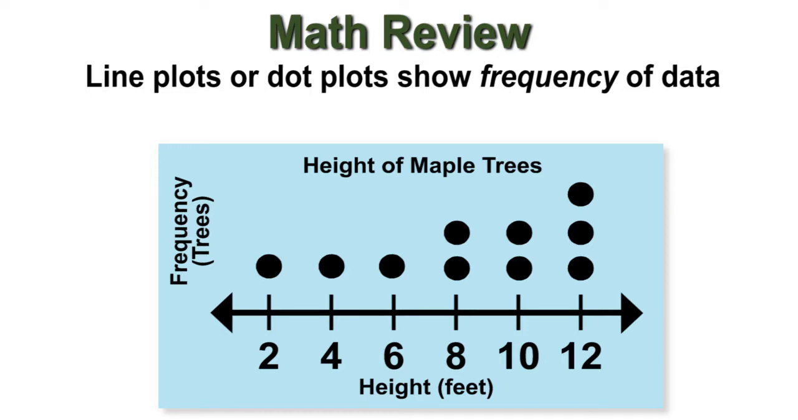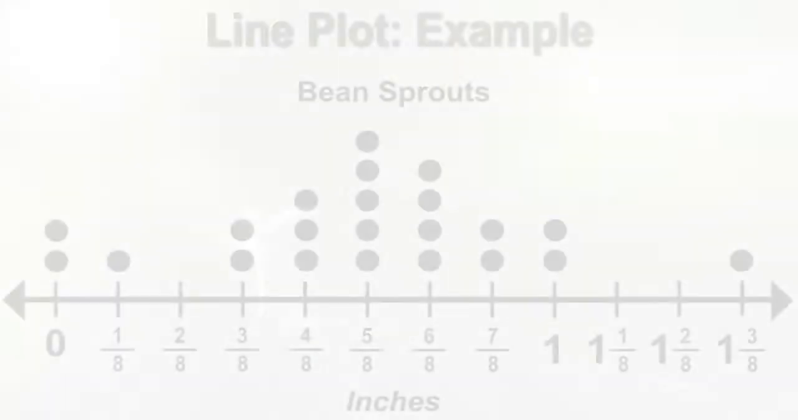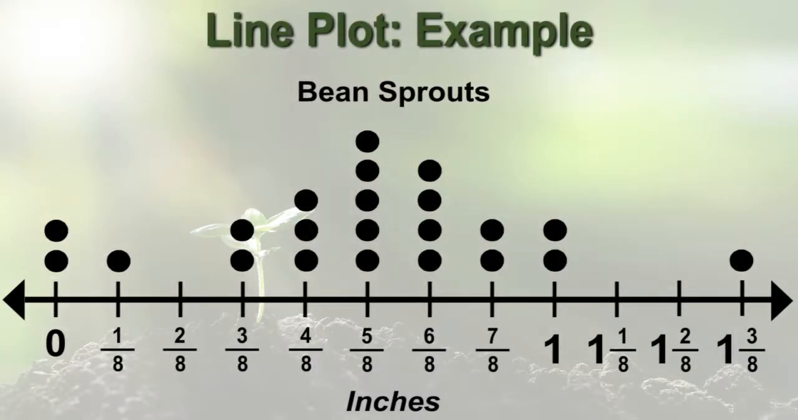This type of graph should not be used when plotting a lot of data points. There are other graphs, such as bar graphs or histograms, for use when there is a lot of data to organize and describe. Here is an example of a line plot.